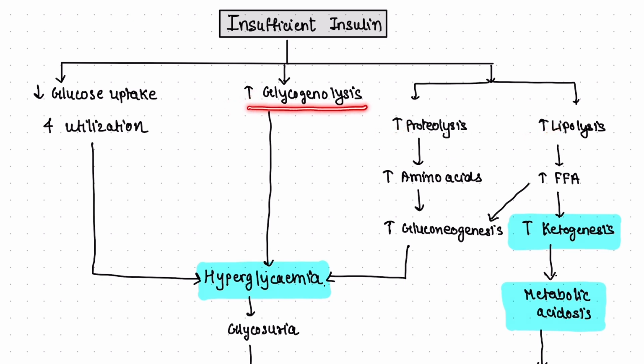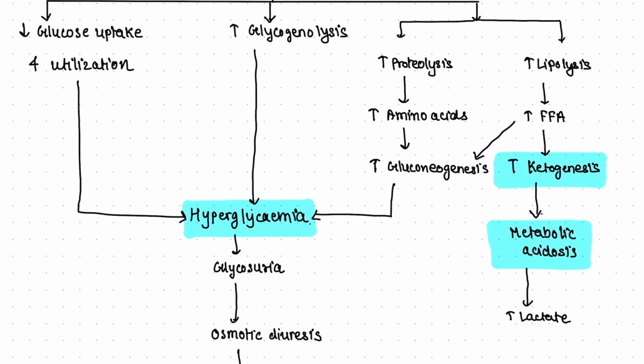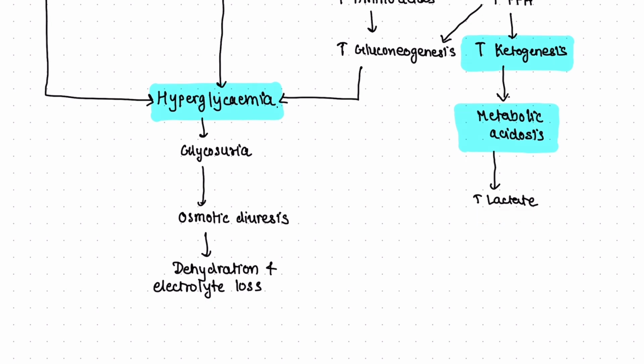Due to glycogenolysis, glycogen will convert into glucose. Proteolysis will cause increased amino acids, which will go into the cycle of gluconeogenesis. Lipolysis will cause increased free fatty acids, which will go into gluconeogenesis and ketogenesis. Ketogenesis is the increase in ketone body production. Ketogenesis will lead to metabolic acidosis and it will cause increased lactate.